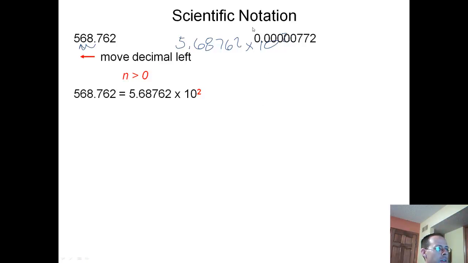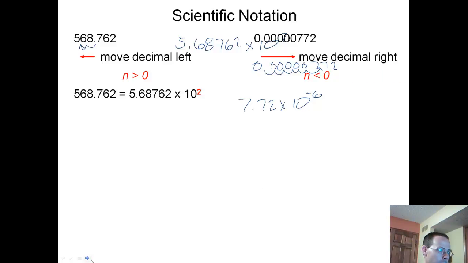So another example. I'm going to rewrite it: 0.0000772. Again, we need a number between 1 and 10. So I'm going to move my decimal 1, 2, 3, 4, 5 times. So I'm going to have 7.72 times 10 to the 5th. But it's a really small number, so it's not positive, but negative. And that is how you set up scientific notation.